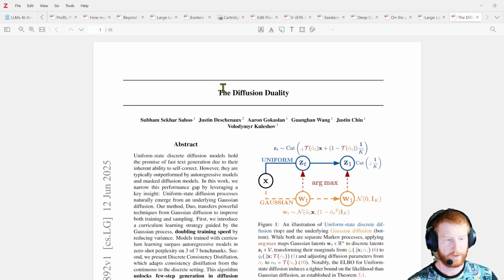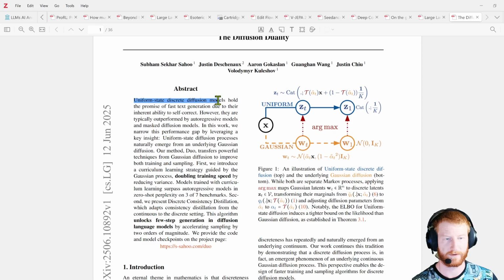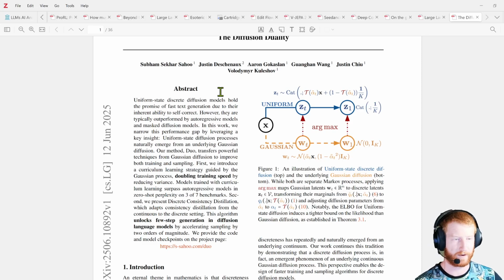Okay, so this is the Diffusion Duality, published 12th June, and they're going to talk about uniform state discrete diffusion models, which we'll define. Very promising due to their ability to self-correct. These are the ones I was talking about, where instead of just predicting from a mask to a token and then that's fixed, or you try and remask it, any token could be a random token from the vocab or some other incorrect token, and we're going to try and model the probability of turning that into the correct token and use that to start with effectively random tokens and progressively refine them.